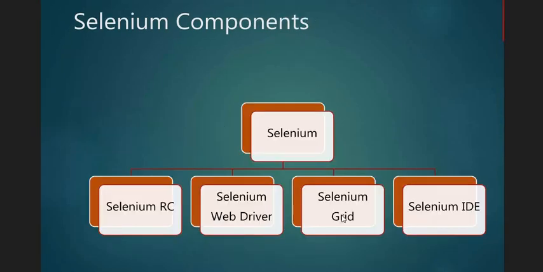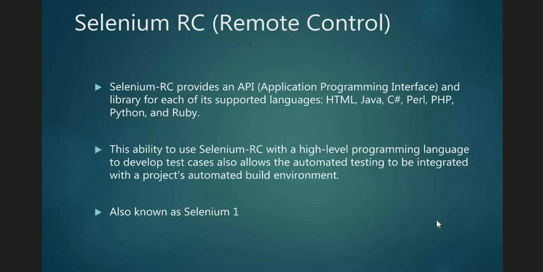And these are the components of Selenium. First one is Selenium RC, second one is Selenium WebDriver, third is Selenium Grid, and fourth one is Selenium IDE. Here I will discuss Selenium RC. Selenium RC basically provides an API, application programming interface, and a library for each of its supported languages. And the ability of Selenium RC is very high, with a high level programming language to develop the test cases.